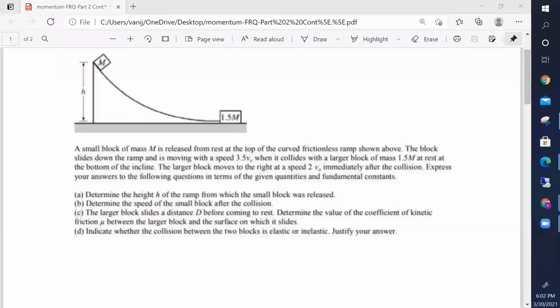Today we'll be learning the concepts of momentum and collision using some free response questions. We're going to go ahead and continue with the free response questions from last week. So here is the first free response question for you from momentum. Go ahead and first attempt it.